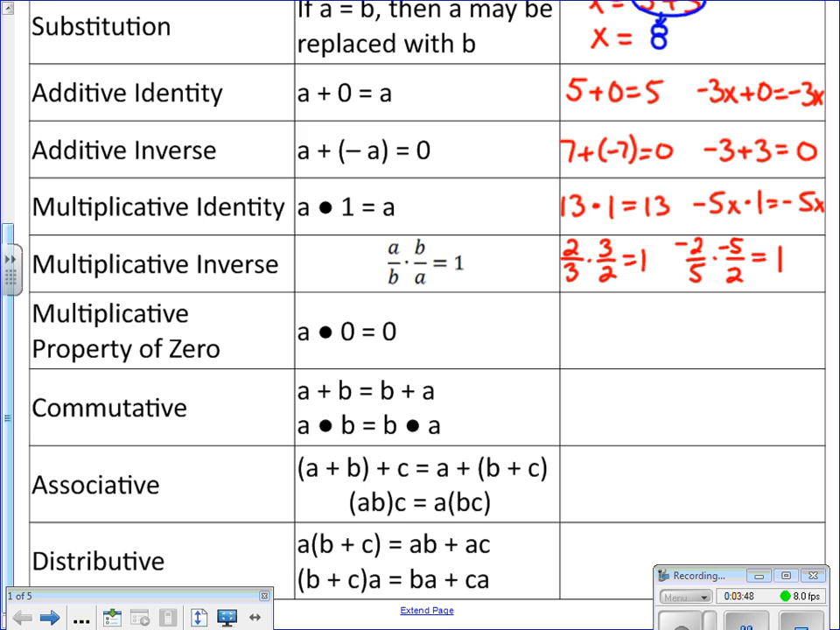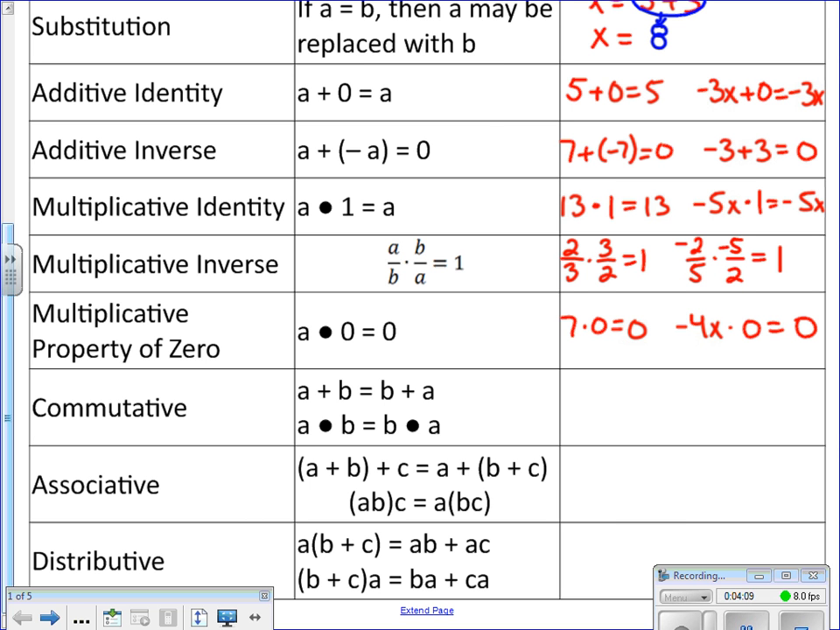Now hopefully the most known one is the multiplicative property of 0. You can always multiply by 0 and you always get the same thing. 7 times 0, 0. Negative 4x times 0, 0. Anything times 0 is always going to be a 0.